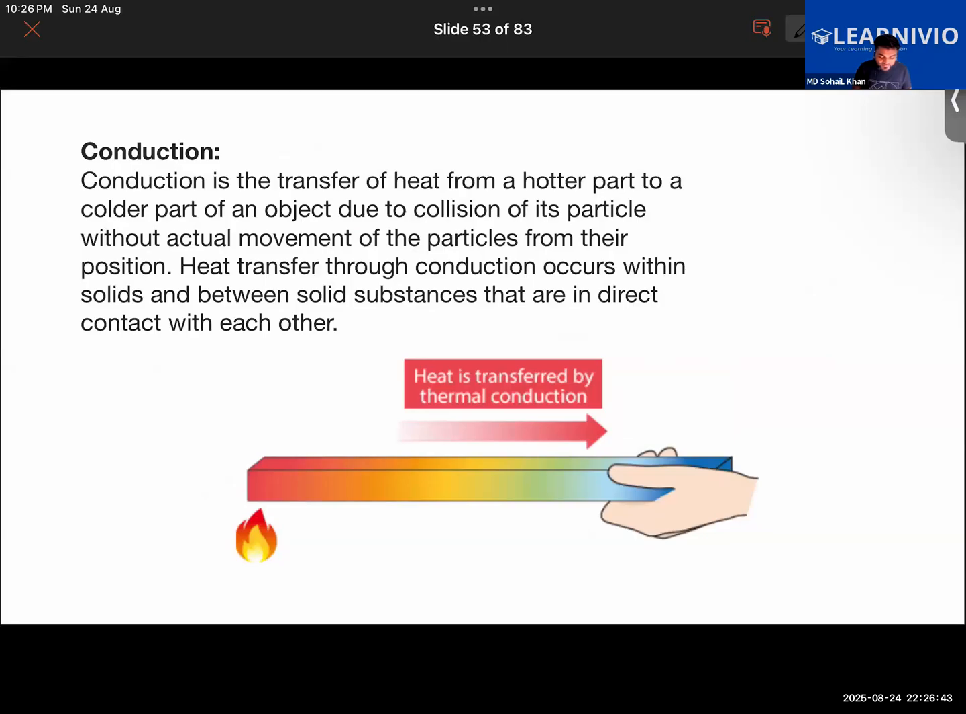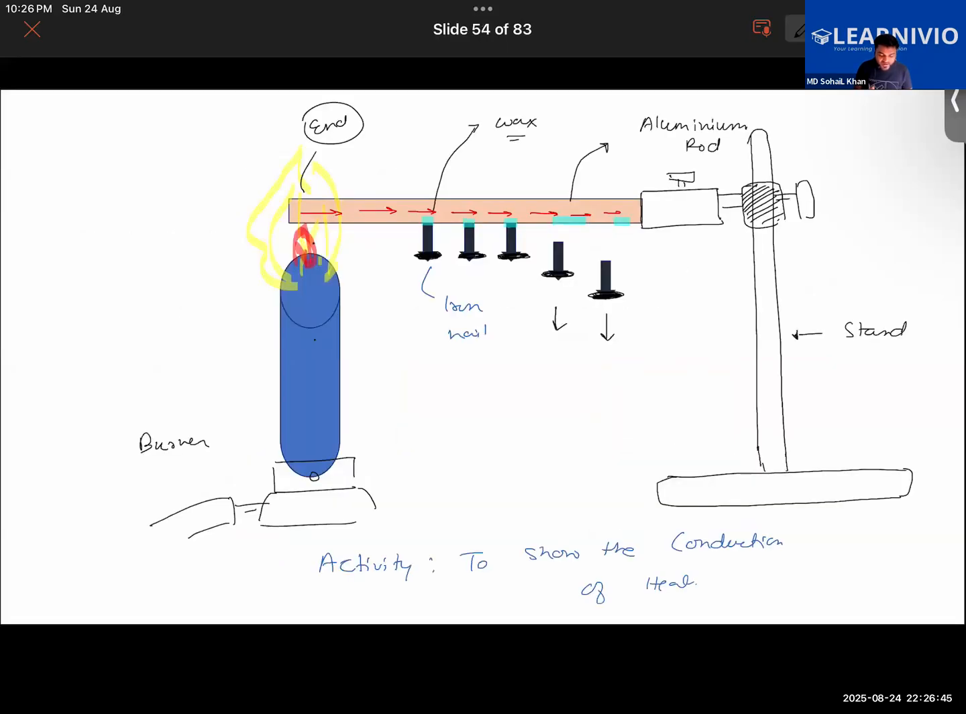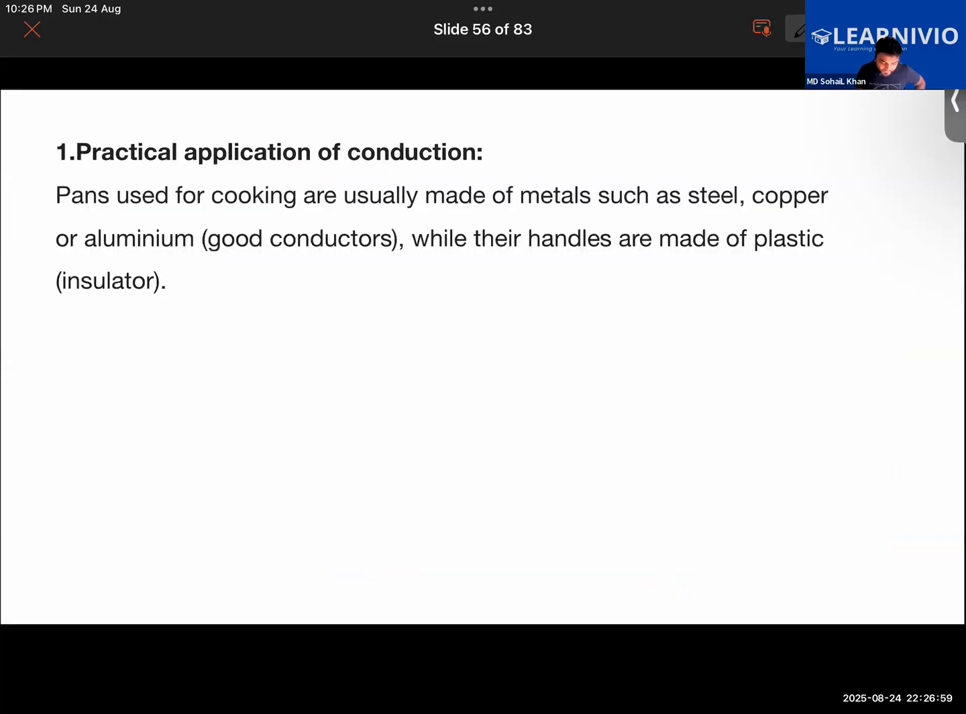So as you can see here. Also, we had this experiment we discussed, remember? We put wax on the iron nails. It heats up the wax, melts the wax, and it falls down. Exactly. So that was the activity to show the conduction of heat.